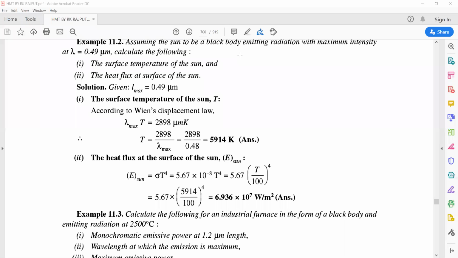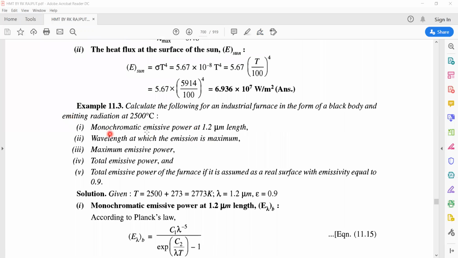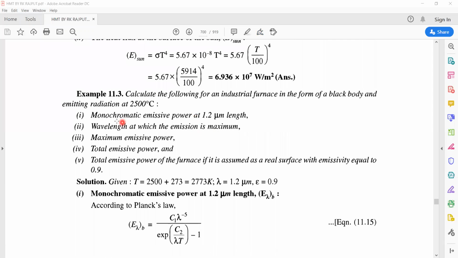Okay. Now let's go to the third numerical, which is also an important one. Calculate the following for an industrial furnace in the form of a black body and emitting the radiations at 2500 degrees centigrade. The first one is the monochromatic emissive power at 1.2 micrometer wavelength. Next one, wavelength at which the emission is maximum. This is the second bit.